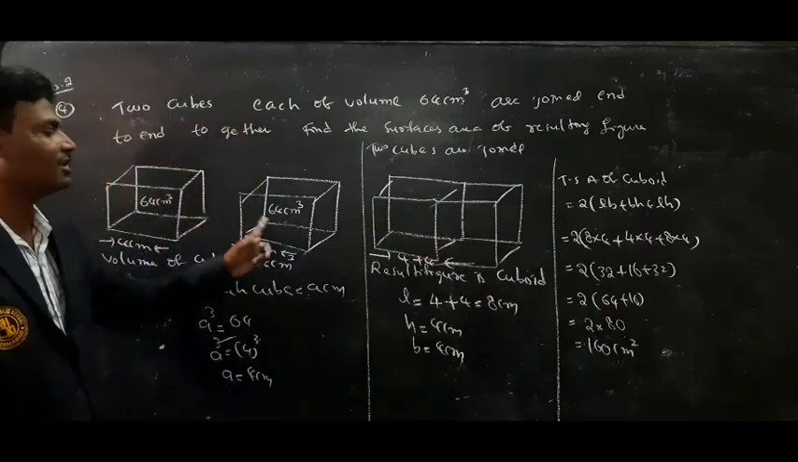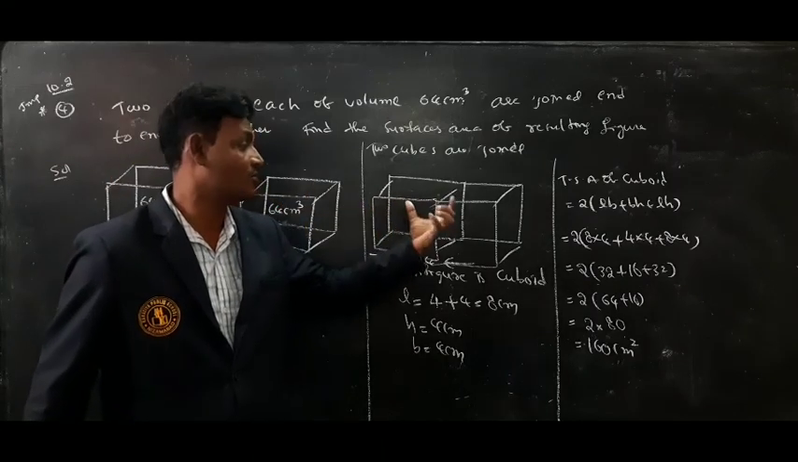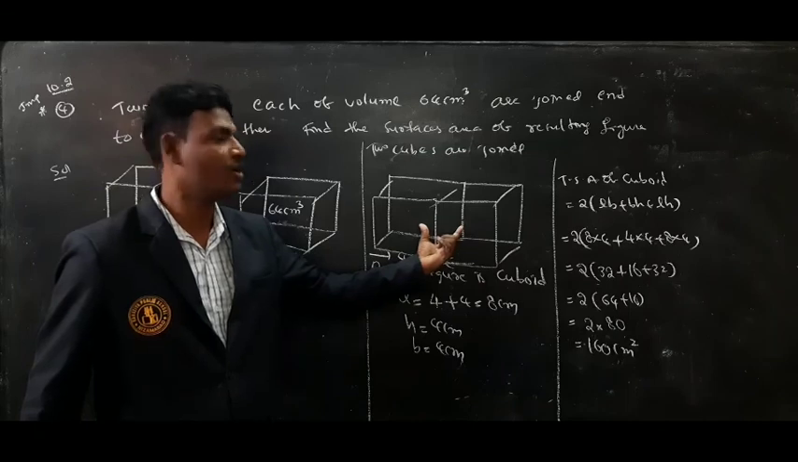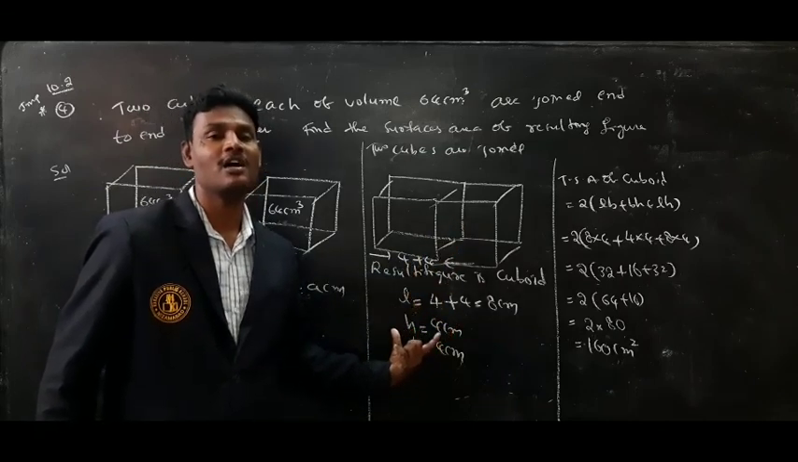Here 2 cubes are there with volume 64 centimeter cube. If the 2 cubes are joined, the resulting figure is a cuboid. So the length of the cuboid is 8 centimeters, breadth is 4 centimeters and height is 4 centimeters.